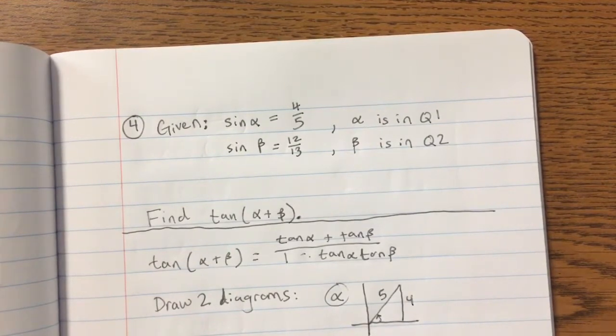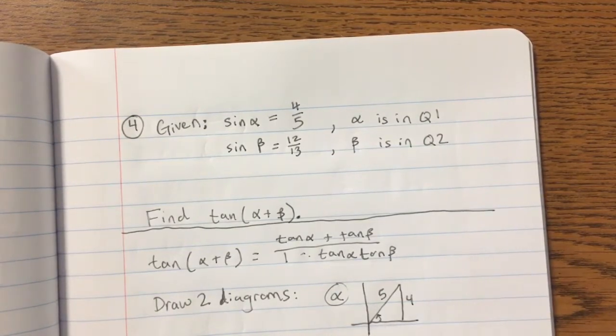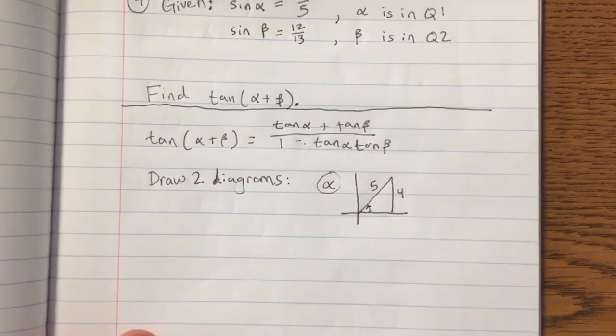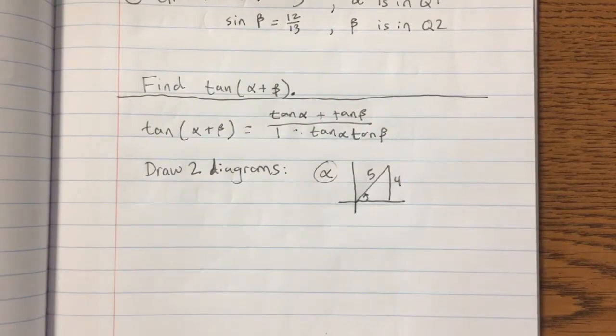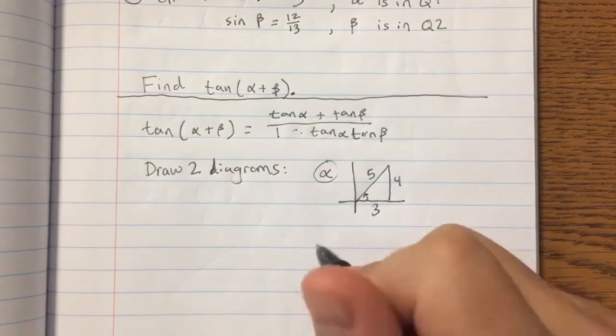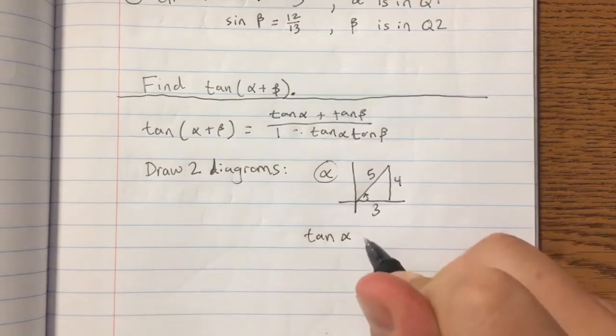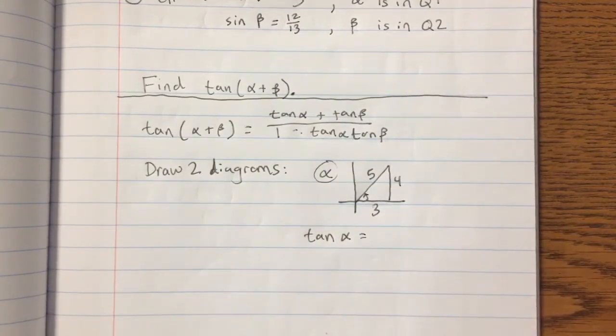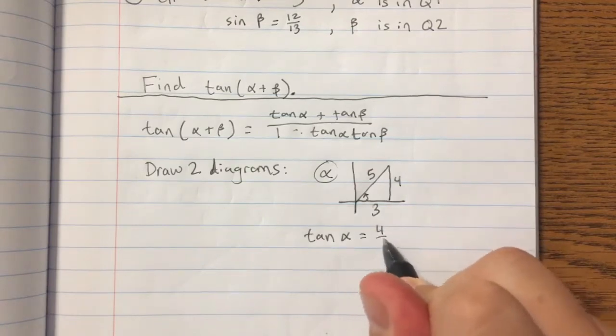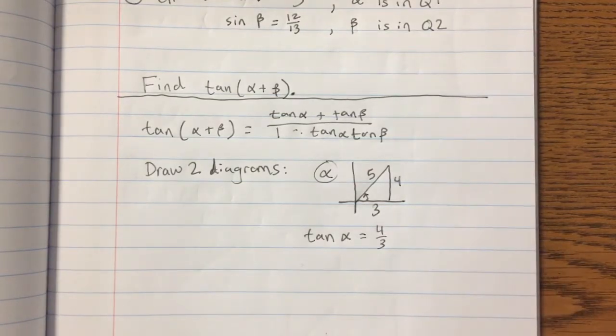Tangent of alpha is opposite over adjacent. So how would we find this missing side? Pythagorean theorem, right? And actually this is going to end up being a Pythagorean triple. What is this extra side going to be? Or this adjacent side? Yeah, 3. Yeah, 3, 4. It's a 3, 4, 5 triangle. So what is tangent of alpha then? 4/3. Yeah. So we figured out tangent of alpha without even knowing what alpha is.